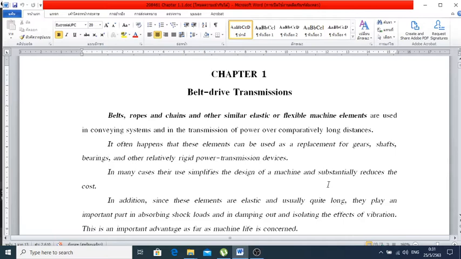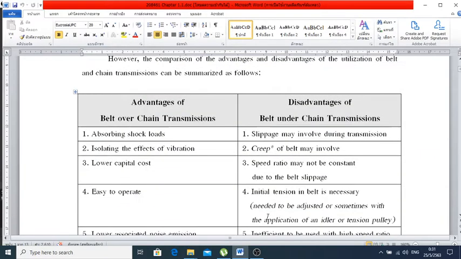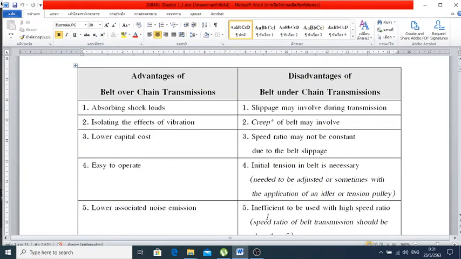That's why belt drive is typically the first thing we consider, because it's very cheap. We're going to think about it first. Okay, so let's look at the advantages of belt over chain transmissions.